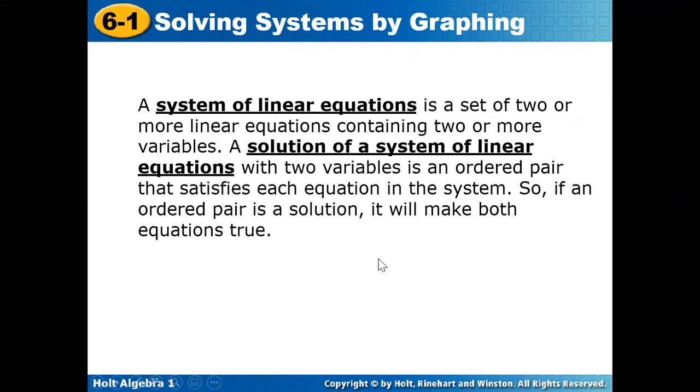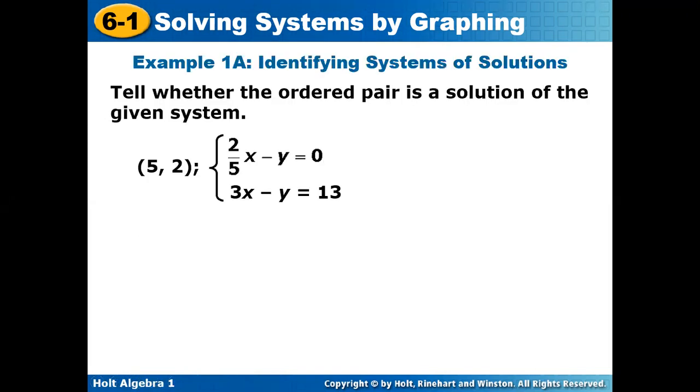So you got two or more linear equations. That's a system of equations, and that solution is going to be an ordered pair that satisfies each equation in the system. So if it's the solution for both, it will make both of them true.